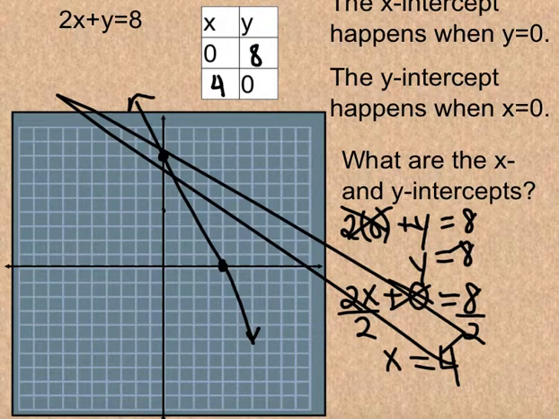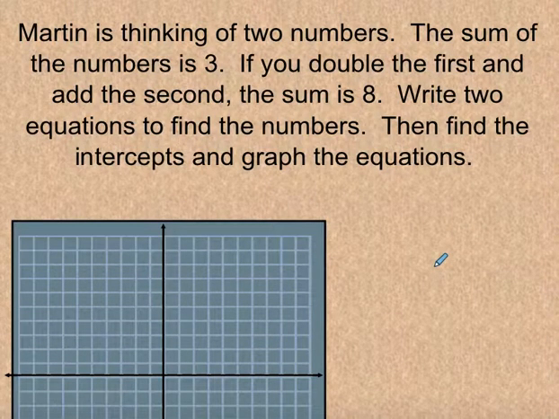Sometimes, though, we are given a word problem, something like this. Martin is thinking of 2 numbers. The sum of the numbers is 3. If you double the first and add the second, the sum is 8. Write 2 equations to find the numbers, then find the intercepts and graph the equations.